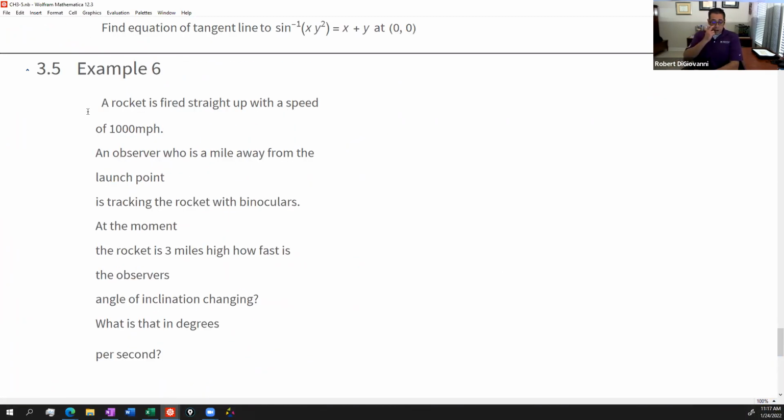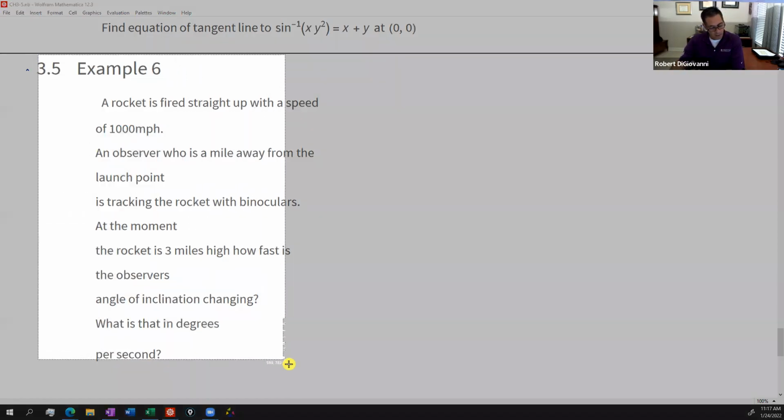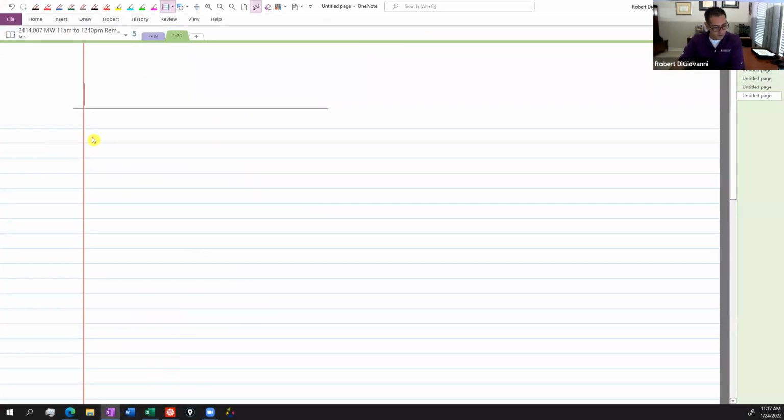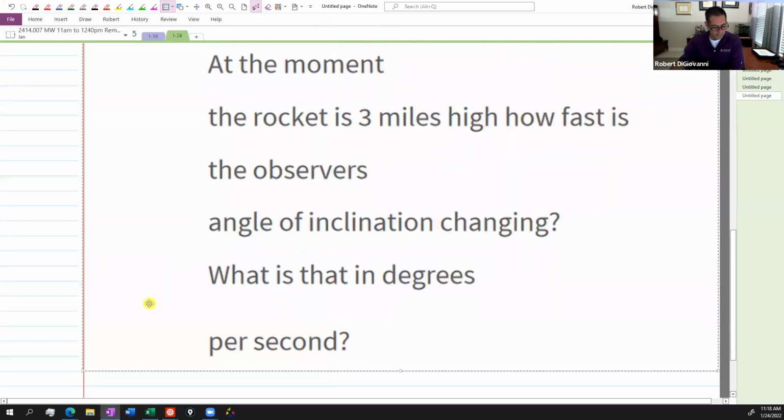A rocket is fired straight up with speed of 1,000 miles an hour. An observer who's a mile away from the launch point is tracking the rocket with binoculars. At the moment the rocket is 3 miles high, how fast is the observer's angle of inclination changing? What is that in degrees per second? So I'm gonna take this over here and paste it in here.